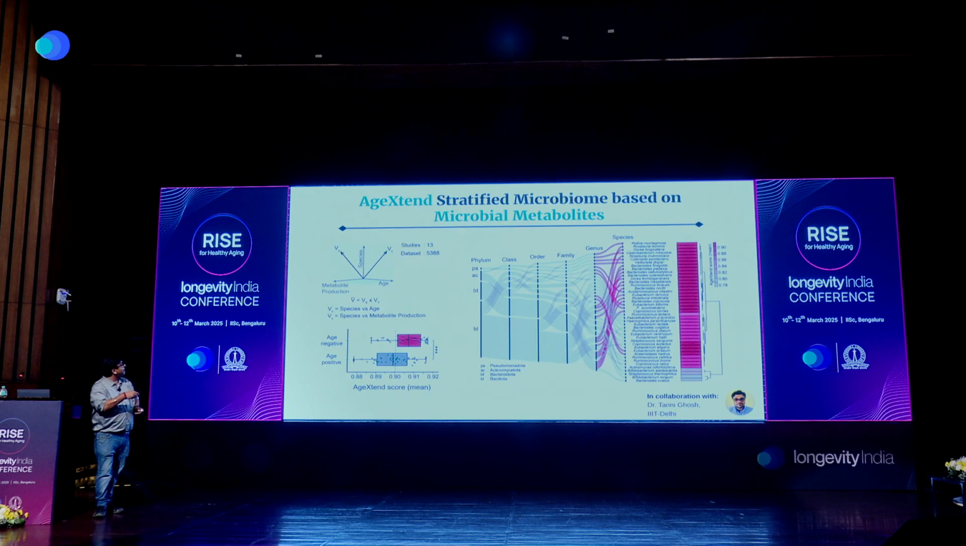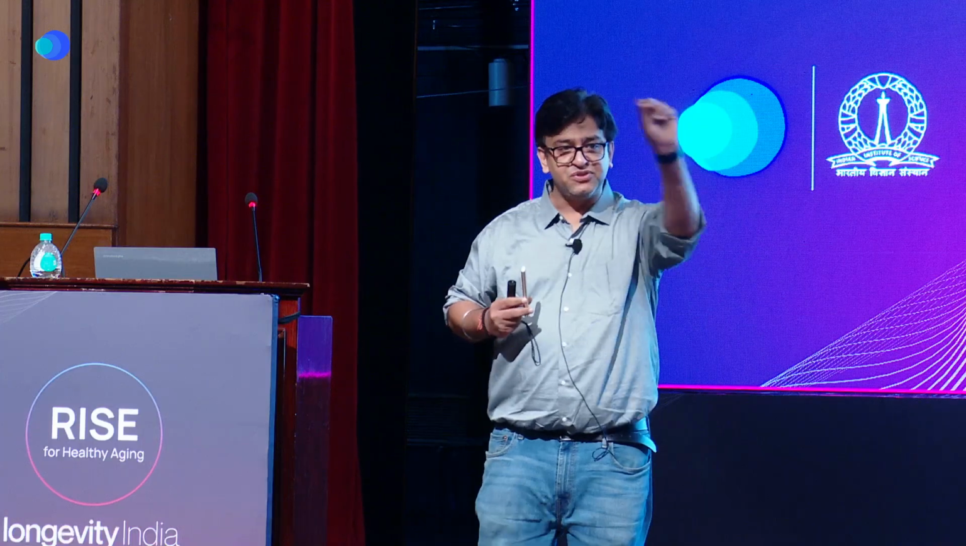So we have 5,388 humans' longitudinal data. We have information about the age of the human, the gut microbes, and what metabolites they secrete in the host. Now, people often say this microbe is associated with longevity, this microbe is associated with longevity, but they never talk about what this microbe secretes in the body, because microbes themselves do not do the job. They secrete some microbial metabolites.